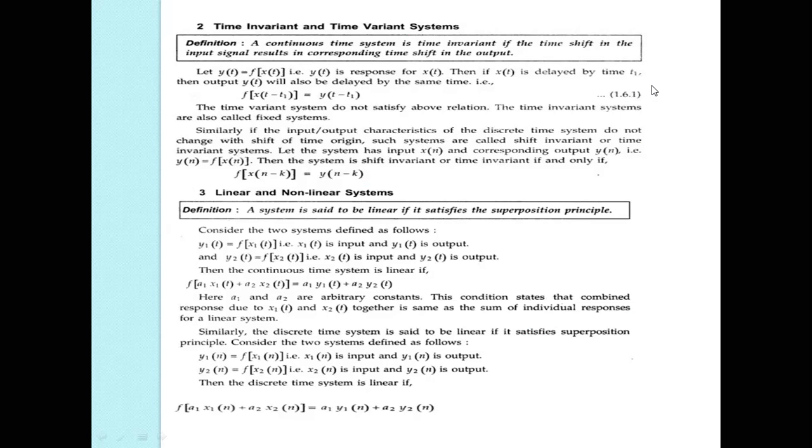A system is said to be linear if it satisfies the superposition principle. That is, consider two systems defined as follows. y1 of t is a function of x1 of t, that is, x1 of t is the input and y1 of t is the output, and y2 of t is a function of x2 of t, where x2 of t is the input and y2 of t is the output.